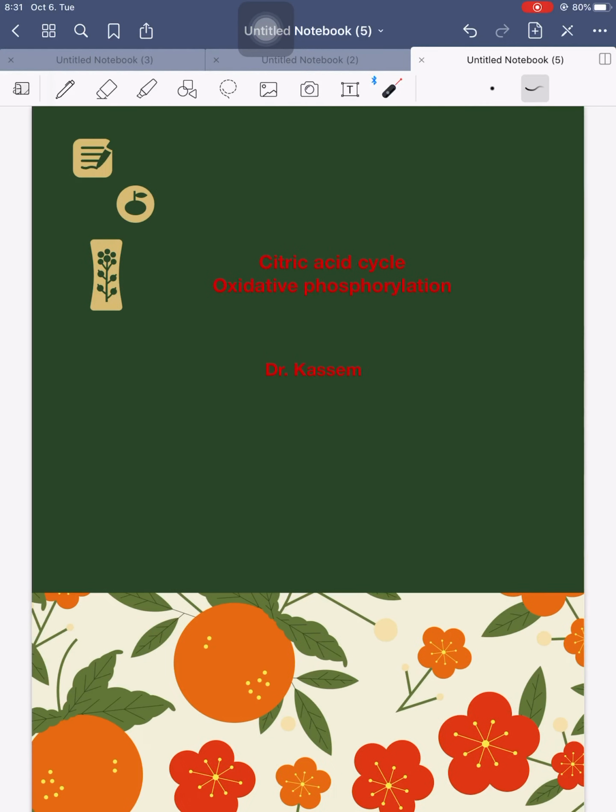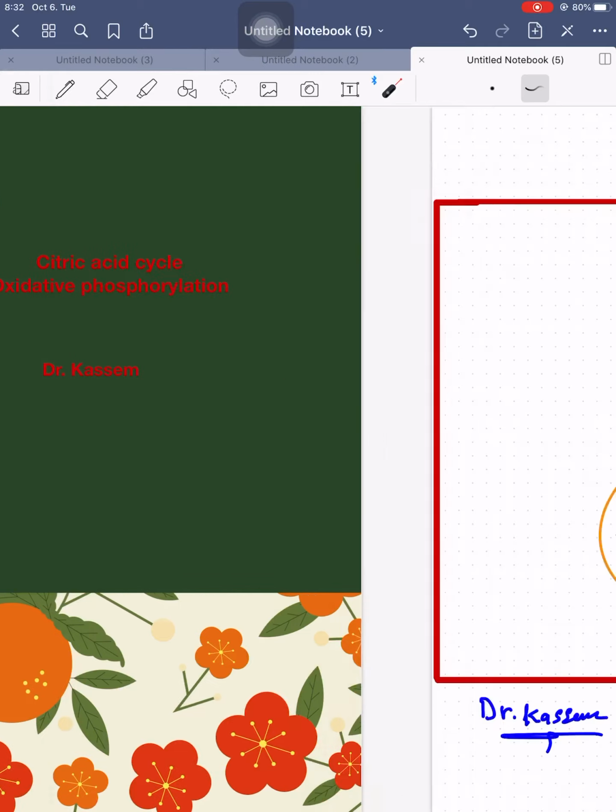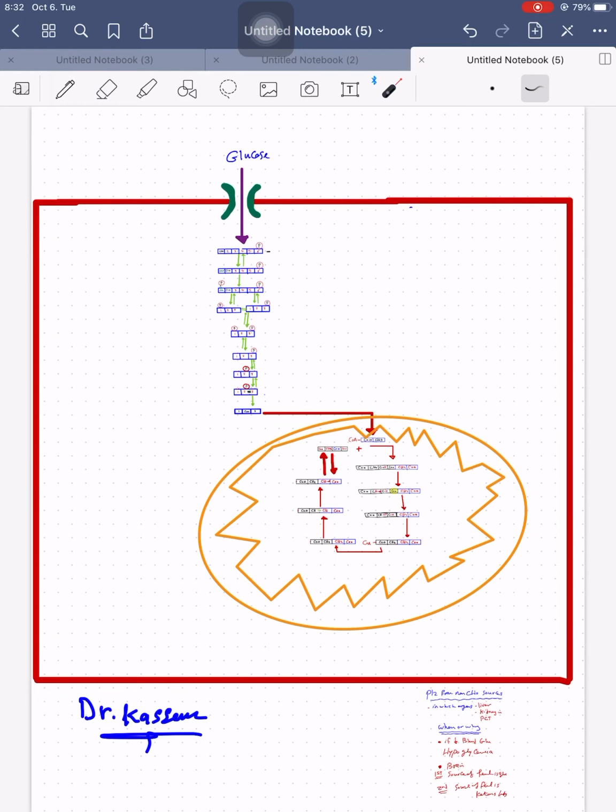Hello guys again. Today we'll talk about the citric acid cycle and oxidative phosphorylation to produce the energy from glucose. We did glycolysis last time, and in glycolysis we are using one molecule of glucose to produce two molecules of pyruvic acid. Those two molecules of pyruvate are 3 carbon, while glucose is 6 carbon.